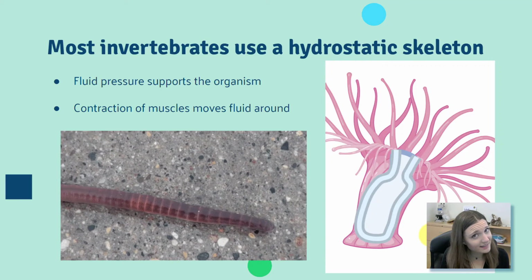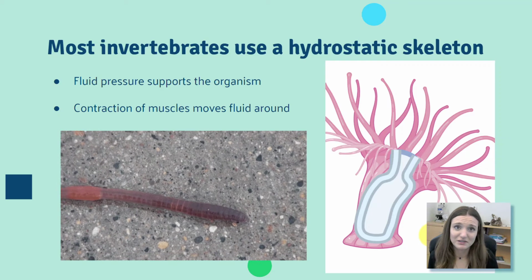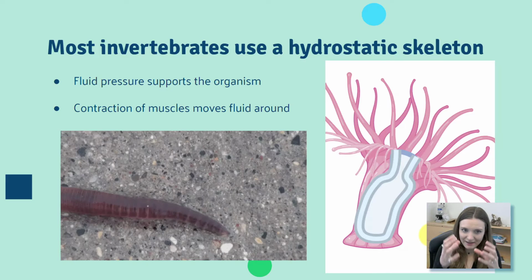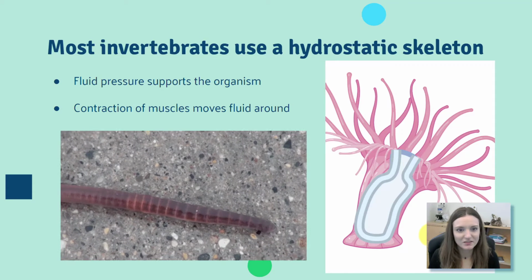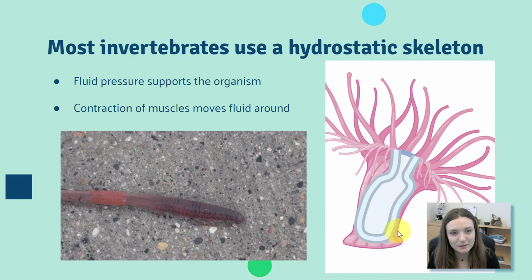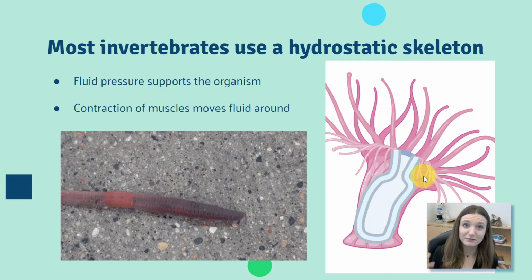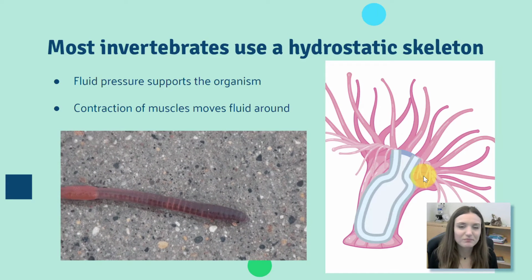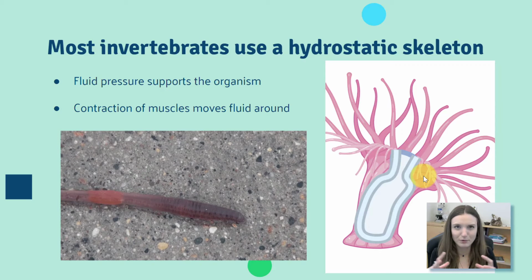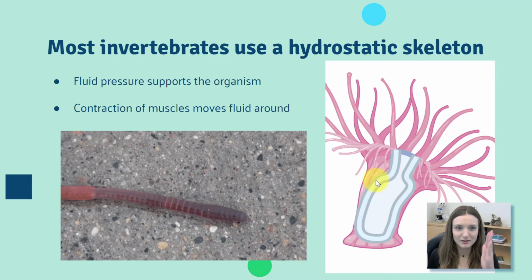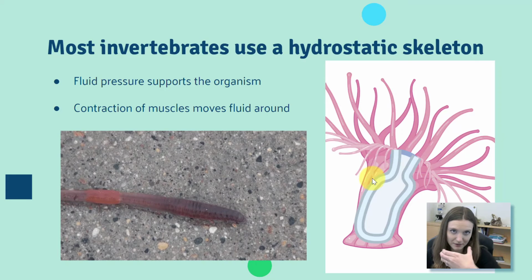So honestly, most invertebrates use a hydrostatic skeleton. This is where they have a body cavity. Basically this would be the gut of the cnidarian right here. The rest of the animal would be filled with some fluid, and the muscle contraction moves that fluid around. But the fluid also provides enough pressure to keep that animal in a specific form. Okay, so they have muscles typically running longitudinally as well as around the animal.